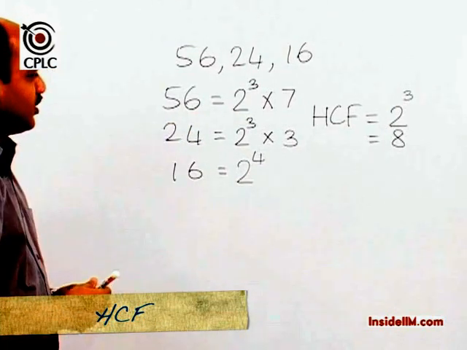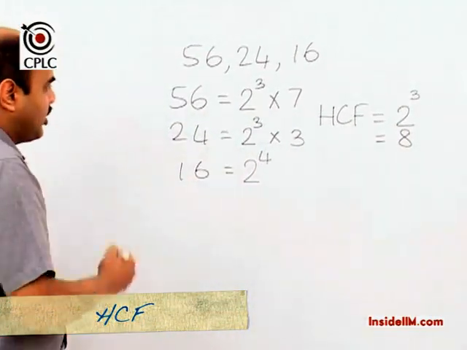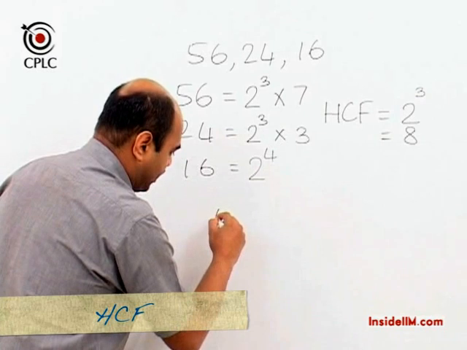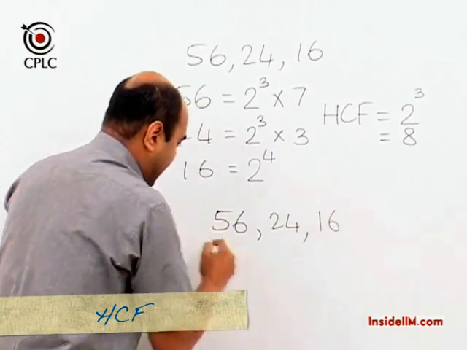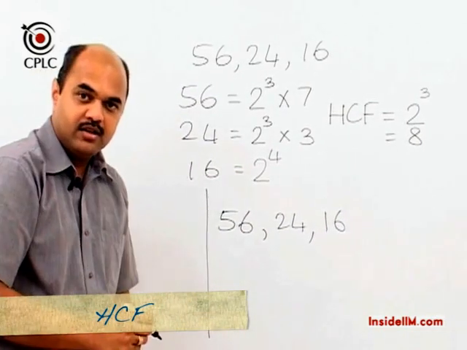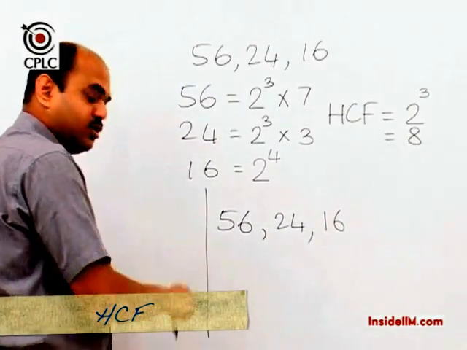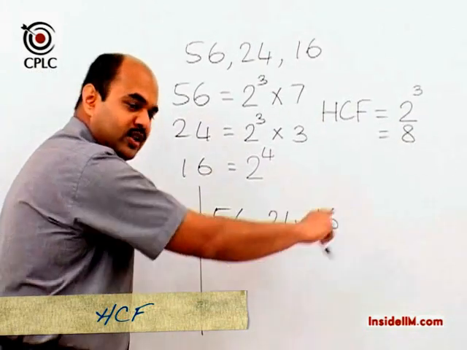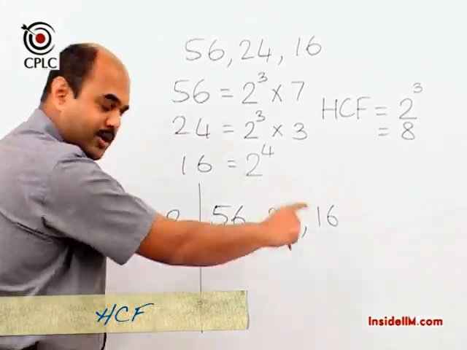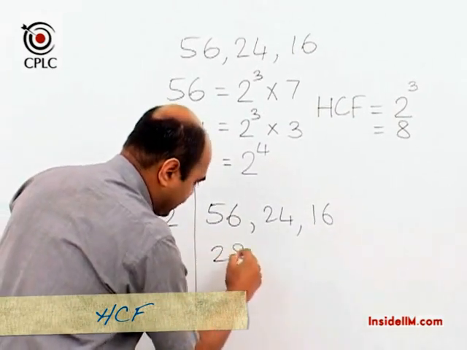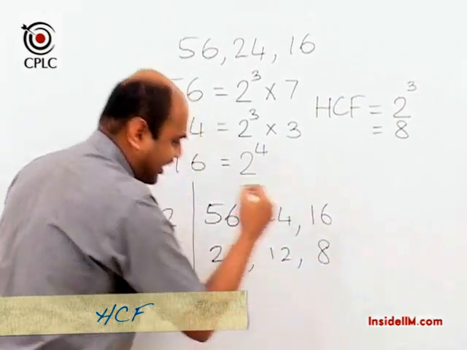This is one way of calculating the HCF. Another way of calculating the HCF, we can write down these numbers next to each other, and then we start dividing by those numbers which are factors of all these given numbers. So I can see that 2 is a factor common to all the numbers. So I would get a 28 here, a 12 here and an 8 here.